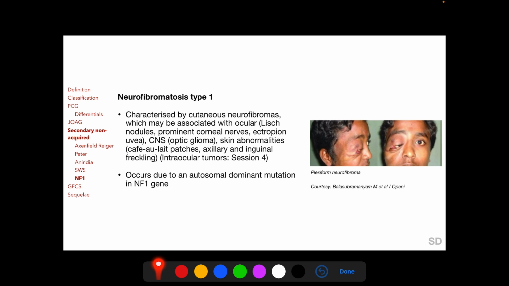Neurofibromatosis type 1 is characterized by cutaneous neurofibromas, which may be associated with ocular lesions such as leash nodules, prominent corneal nerves and ectropion uvei, CNS lesions such as optic glioma, and skin abnormalities such as cafe au lait patches and axillary and inguinal freckling. Neurofibromatosis type 1 occurs due to an autosomal dominant mutation in NF1 gene.